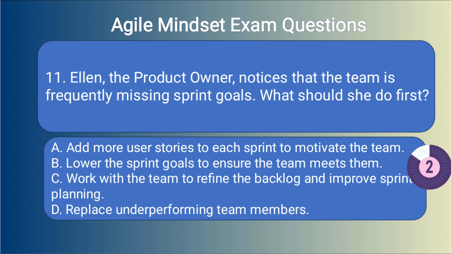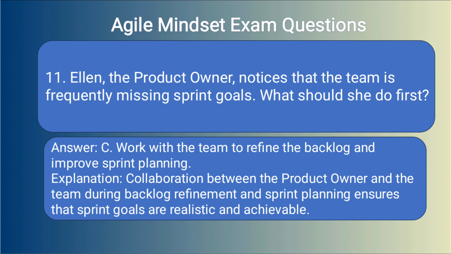Answer: C. Work with the team to refine the backlog and improve sprint planning. Explanation: collaboration between the product owner and the team during backlog refinement and sprint planning ensures that sprint goals are realistic and achievable.